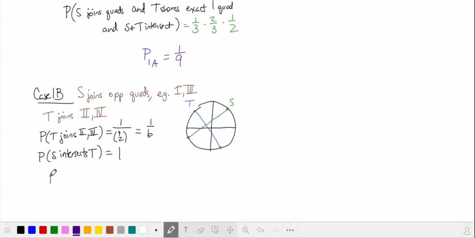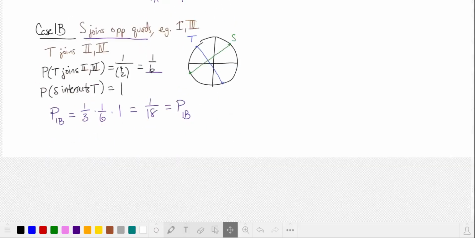So for case 1B, we have the probability that S joins opposite quadrants, which we already found to be 1/3. Then the probability that T also joins the other opposite quadrants happens with probability 1/6. And then the probability that they intersect always happens. So for 1B, our probability is 1/18. And we'll go on to case 1C.